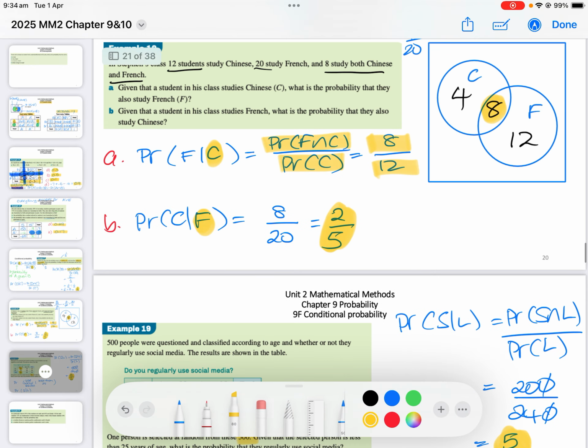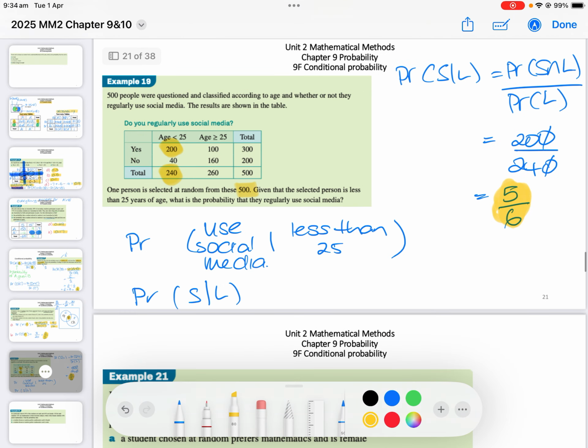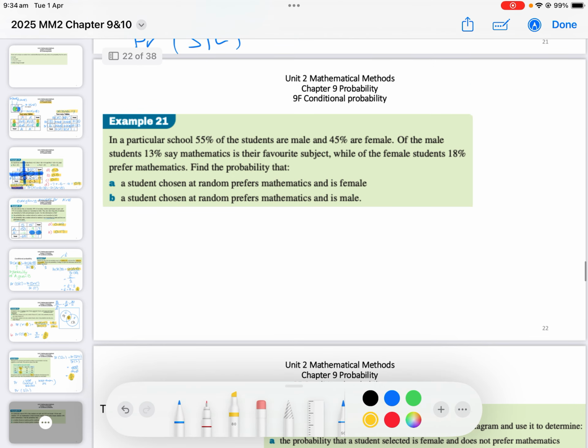So that's like using a table. So basically we've done the examples of a Venn diagram, a table, and then the last one, it's a two-step, so we're going to do a tree diagram.